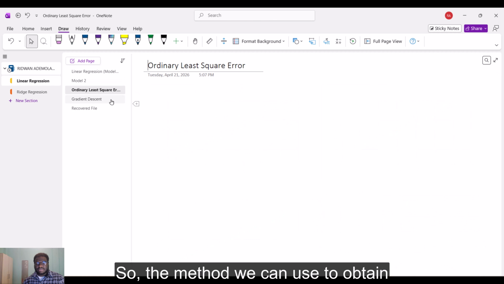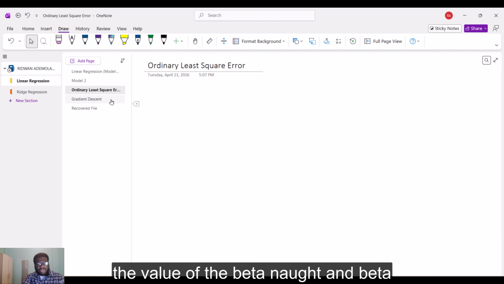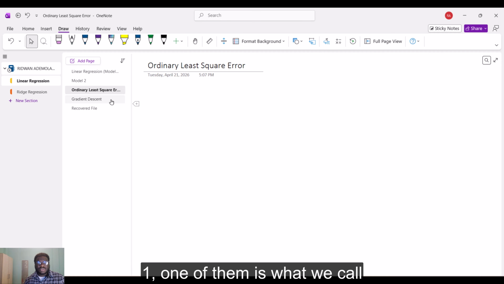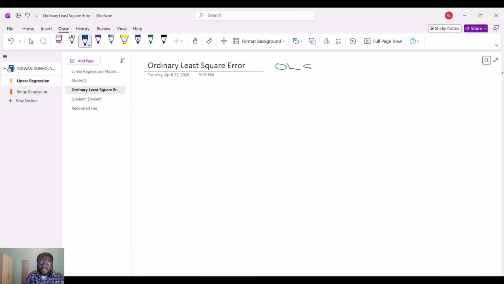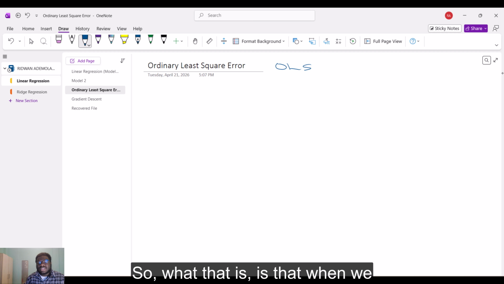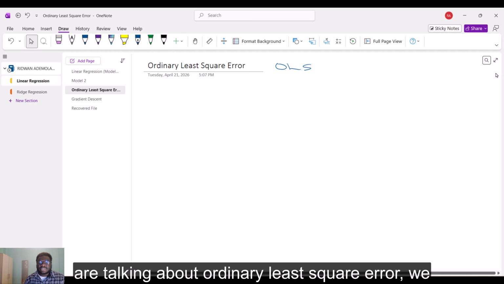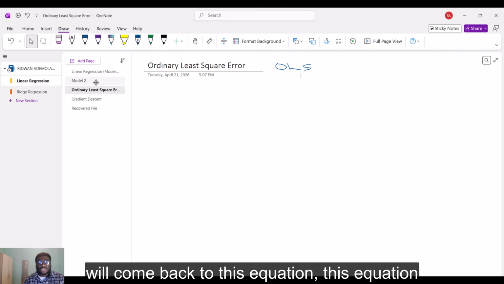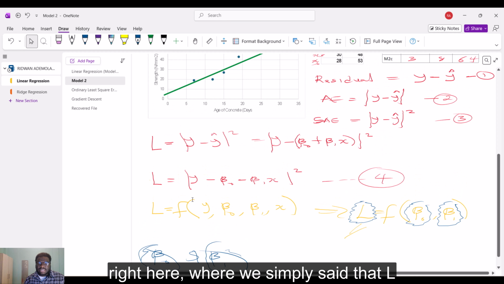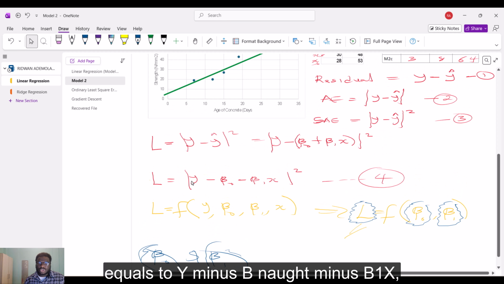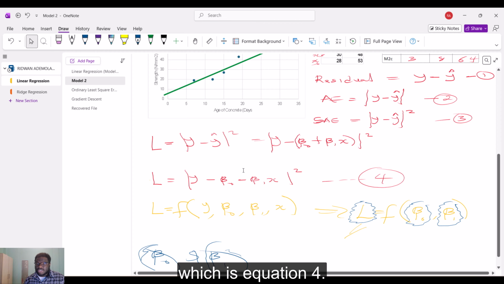One of the methods we can use to obtain the values of beta naught and beta 1 is what we call the ordinary least square error, popularly called OLS. When we are talking about ordinary least square error, we will come back to this equation right here, where we simply said that L equals y minus b naught minus b1 x, which is equation 4.